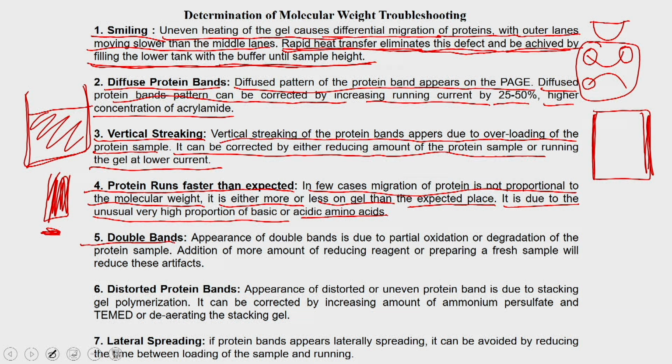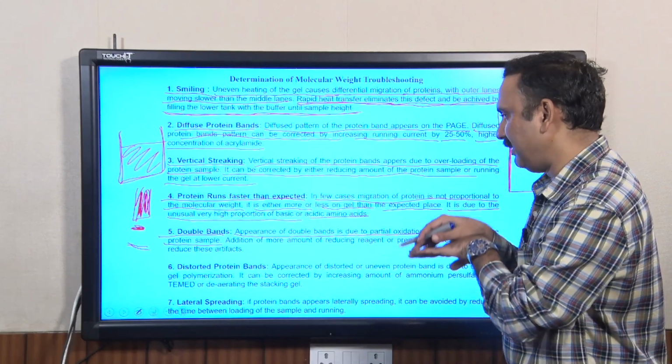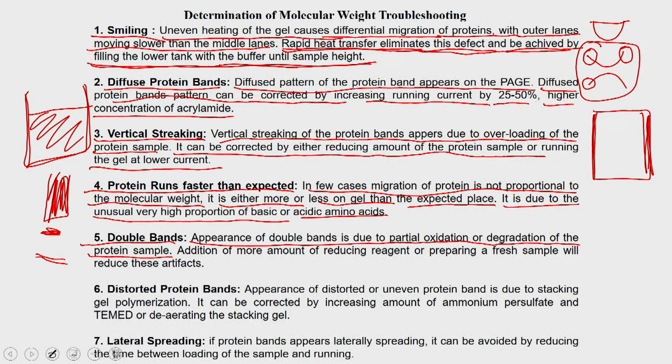Then you have the double bands. The appearance of a double band is due to the partial oxidation or degradation of your protein. Sometimes you see two bands appearing very close to each other, and these are called double bands. Well, how to correct that? You can add a larger amount of reducing reagent or prepare a fresh sample to reduce these double band artifacts.